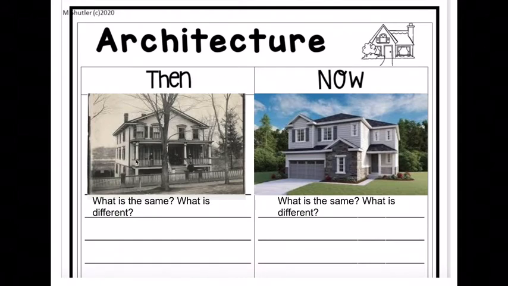So this is a house that was built about 100 years ago, and this is a house now. So what do you see that's similar between these houses? So really dig deep. Look at the windows. Look at the pillars. Does this house have pillars? Notice how many stories it is. Is it similar to how many stories this house has? Look at just different things. So try and find at least one thing that's similar and one thing that is different between these two houses.